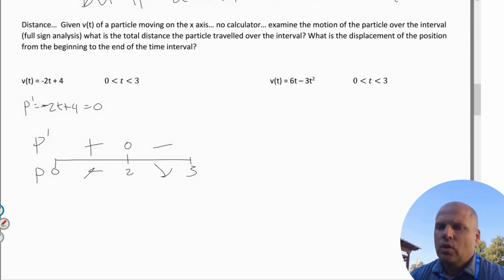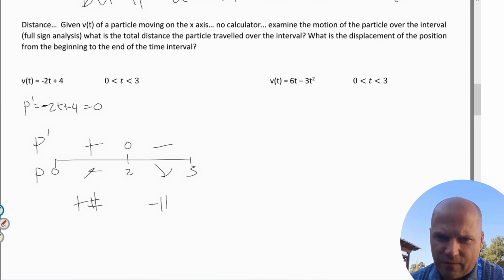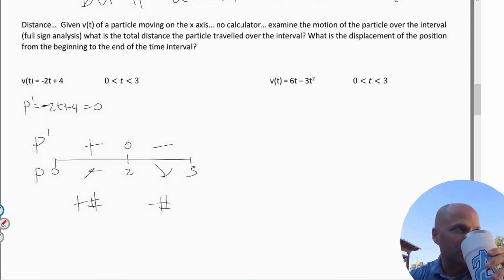Cool. Well, to figure out how far I've traveled, I need to figure out this number, and I need to figure out that number. And then I'm going to use something that a lot of students intuitively understand, an absolute value, to keep my positive displacement a positive displacement, and take my negative displacement and make it a positive displacement.